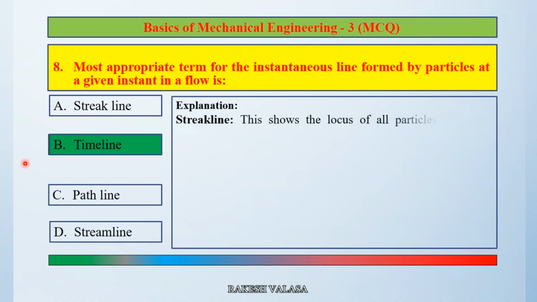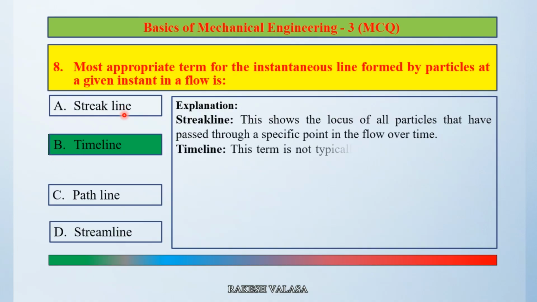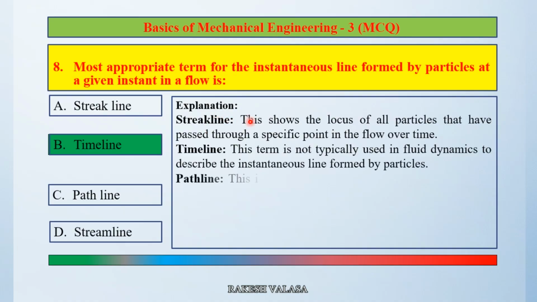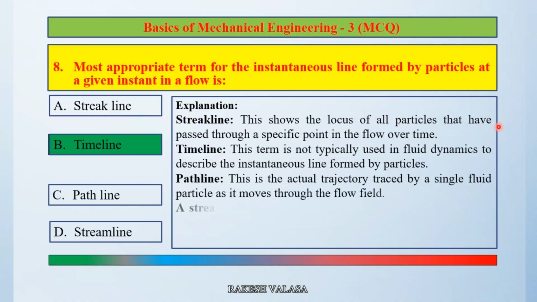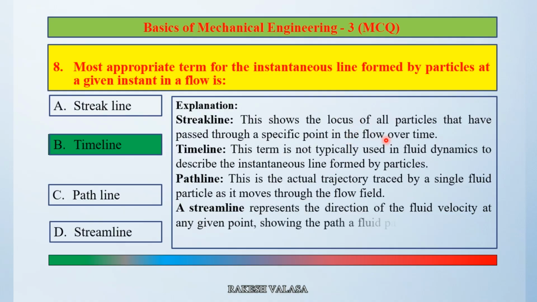Before choosing the answer, let us see the meaning of these four options. First one, streak line. Streak lines show the locus of all particles that have passed through a specific point in the flow over time. Second one is timeline. This term is not typically used in fluid dynamics to describe the instantaneous line formed by particles.